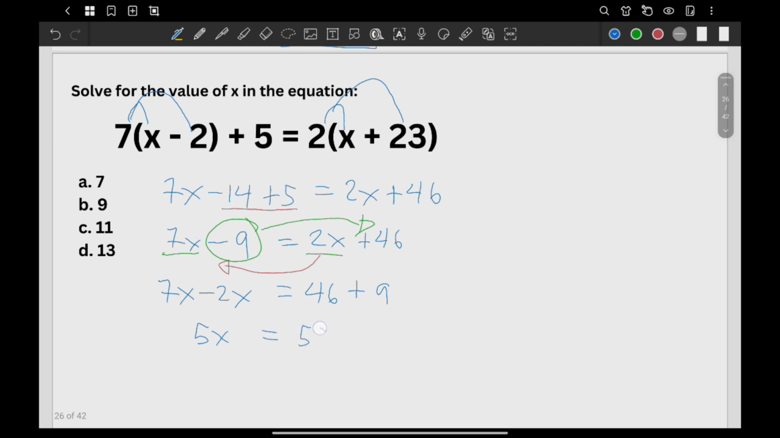That's going to be 55. Now, check the rules again. The two rules, positive, and then solo. Is the variable x already positive? Yes. Solo? Not yet. What do you need to do? Remove the 5 by dividing both sides by 5. So you have now x is equal to 11. And there you go.